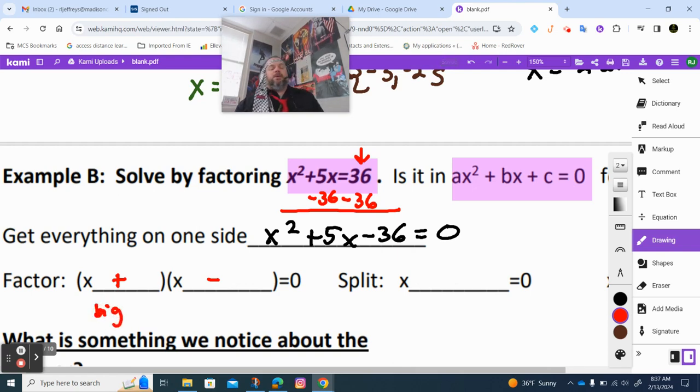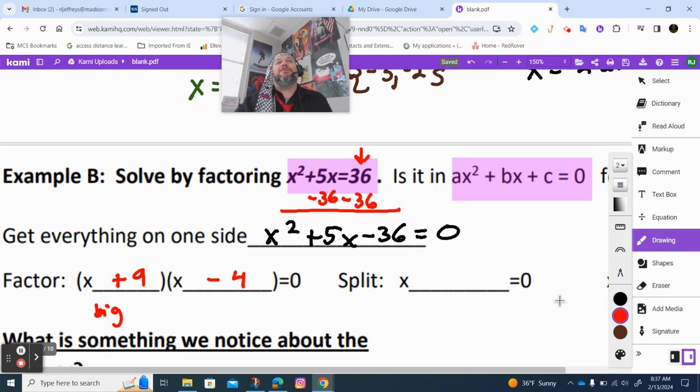All right. So what are two numbers that when we multiply them we get 36, but when we add them, we get 5? There was a whole bunch of different answers. I thought I heard a 9 in there somewhere. Maybe a 12. Yeah. So positive 9.